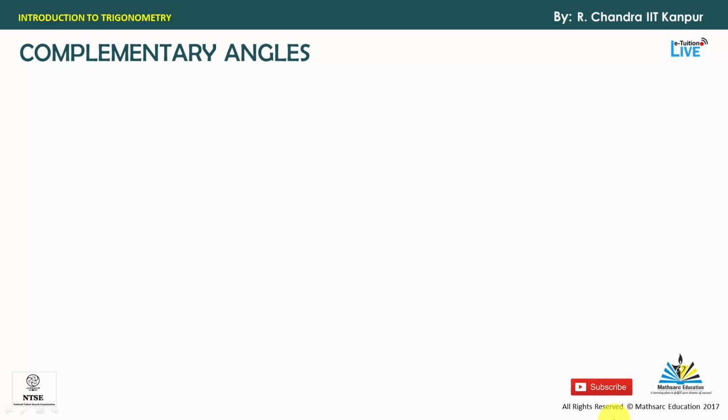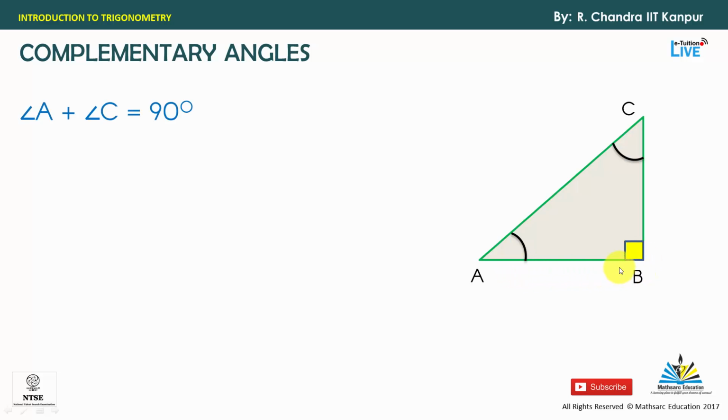Let's understand the complementary angles. What are complementary angles? So here we have a right angle triangle, right angle at B. So here you can observe that this angle is 90 degree. So the sum of these two angles, that is angle A plus angle C, is equal to 90 degree. This implies C is equal to 90 degree minus A. So the sum of these two angles is 90 degree.